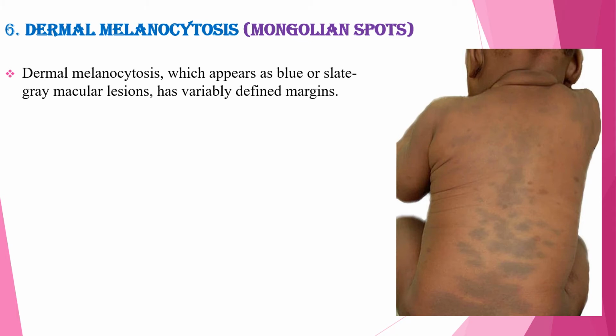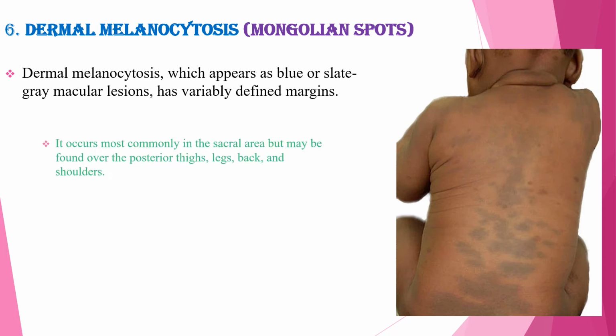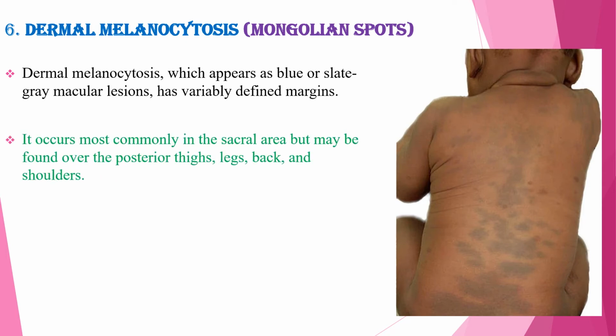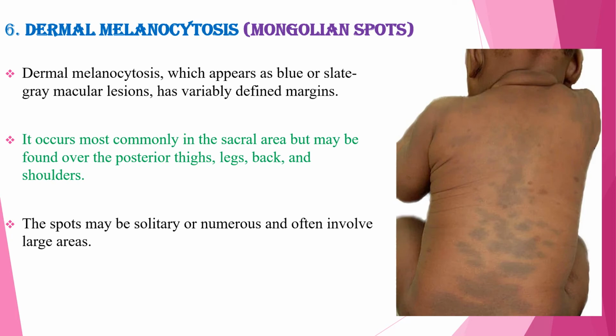The other benign skin disorder of the newborn is Mongolian spot or dermal melanocytosis. Dermal melanocytosis, which appears as a blue or slate gray macular lesion, has variably defined margins. As you see in the image, it occurs most commonly in the sacral area, but might be found over the posterior thighs, legs, back, and the shoulders. The spots might be solitary or numerous and often involve large areas.